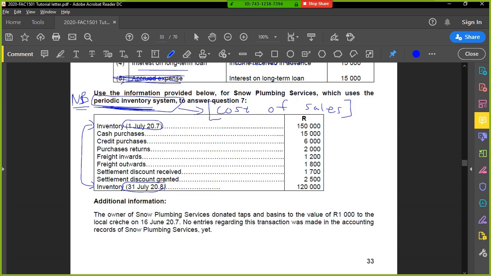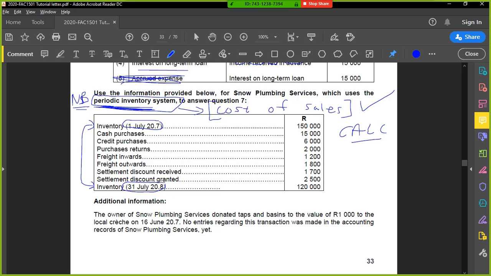So when I spoke about theory yesterday, you've only got to study the theory in terms of understanding. When you see something like this, do you understand what implications this has for the question? You know cost of sales is going to have to be calculated. Now you need to look at the question and apply what you know in terms of the calculation. So if I look at the question, opening stock, cash purchases, credit purchases.